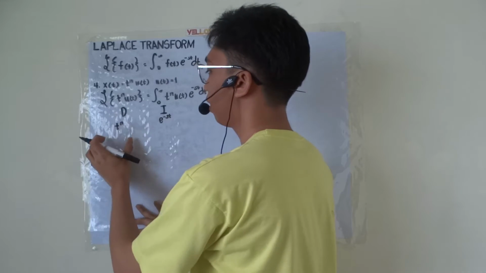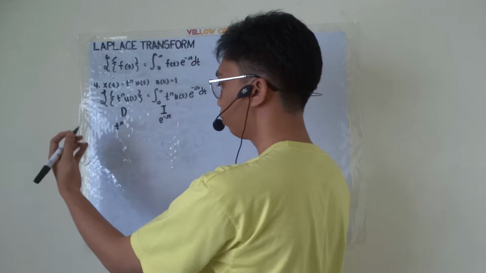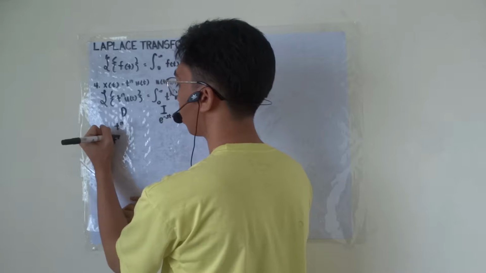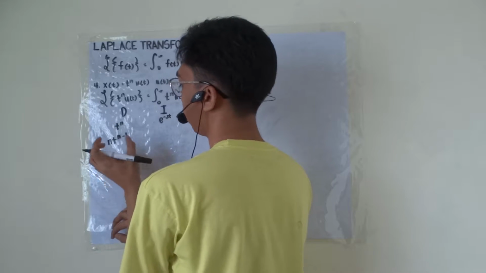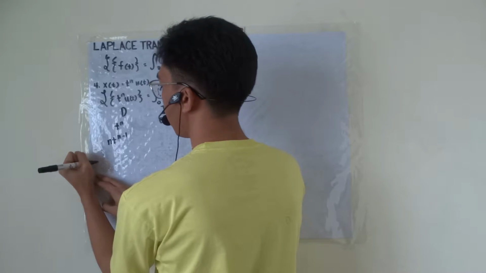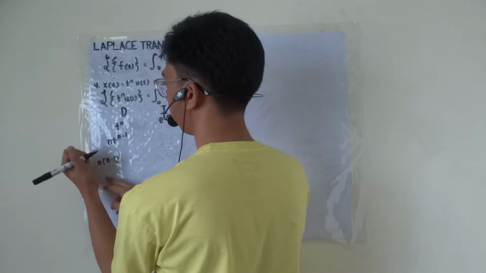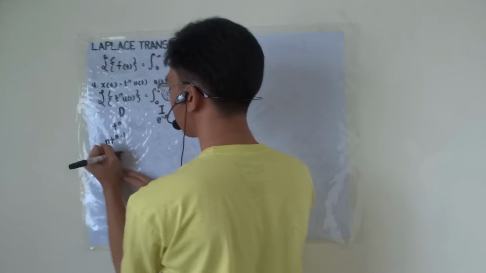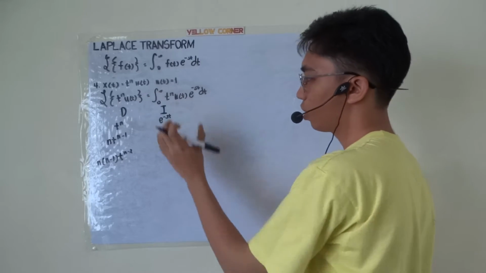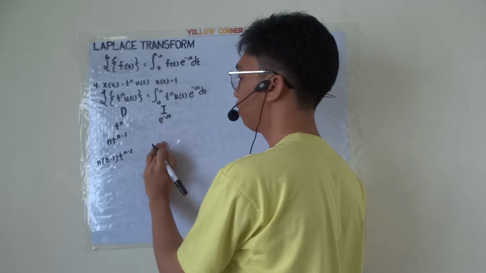So the derivative of t raised to n, by chain rule, we have n t raised to n minus 1. Deriving it again, we put down n minus 1 and have n times n minus 1 t raised to n minus 2. And now we integrate our term e raised to negative st.